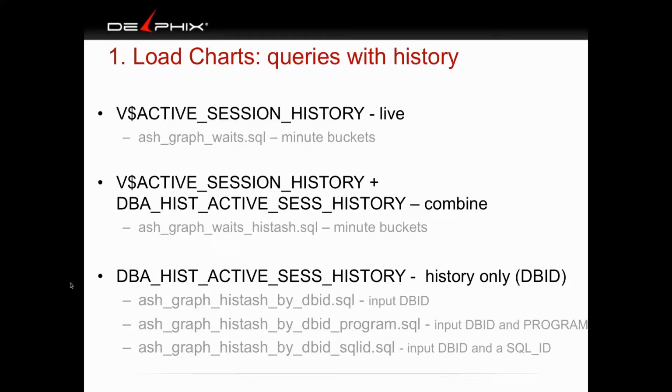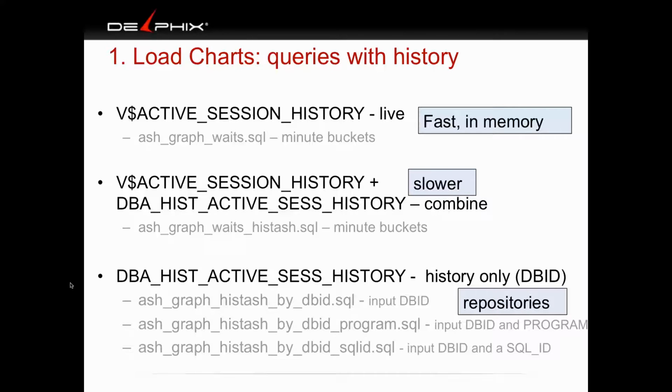I can go look for, for example, a specific database ID in history. That's the first one on the bottom bullet point. The second one, I can look for a particular program in the history. Or the last one, I can look for a particular SQL ID. What was the load of the SQL over time? Is it getting worse? Getting better? How's it changing? The first one's going to be fast as it's in memory. As we start accessing the history, then you get slower.